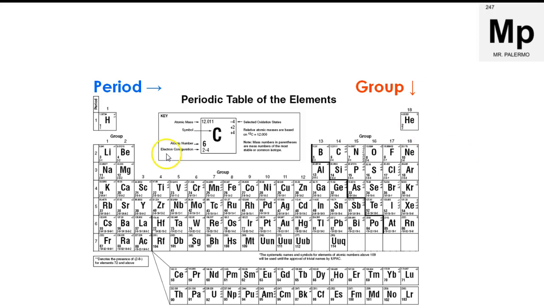Looking at the periodic table, we have periods, which are the horizontal rows, so period 1, 2, 3, 4, and so on and so forth. And then we have the vertical columns called groups. And it tells you here that these are the groups, group 1, 2, up to group 18.